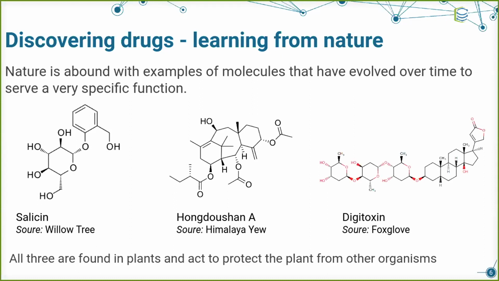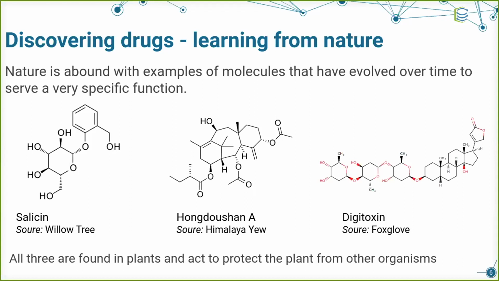So these three molecules on the screen, they may look a little bit complex and scary, but essentially what we're looking at here are three molecules from plants. And these molecules are used to defend the plant in some fashion, so against a herbivore. Obviously, a plant can't run away, and so it has to defend itself chemically. And so what we have here is psilocin hungdushan, which is from a plant, Himalayan yew, and digitoxin. And each of these molecules elicits a response in another organism, right? So the herbivore that's eating that particular plant.